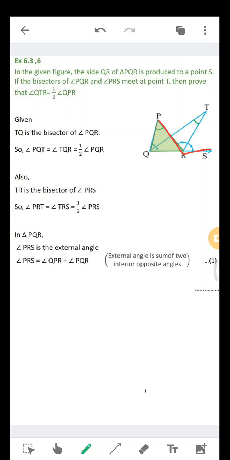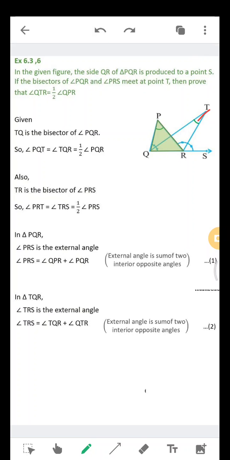So PRS will be equal to the sum of interior opposite angles, that is QPR plus PQR. These are the interior opposite angles, so I have written the sum of them. Then I'll take another triangle. What is the other triangle here? TQR is another triangle. I'll apply exterior angle property for triangle TQR.